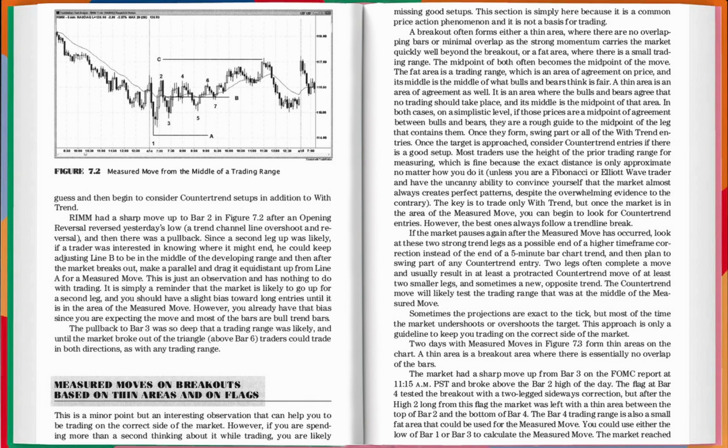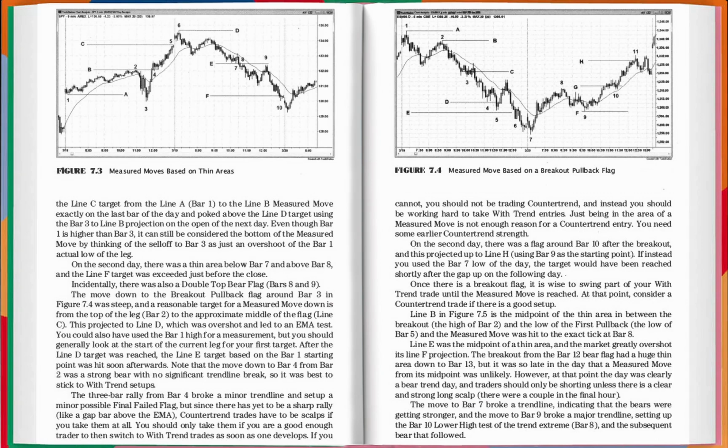After the high too long from this flag, the market was left with a thin area between the top of bar 2 and the bottom of bar 4. The bar 4 trading range is also a small fat area that could be used for the measured move. You could use either the low of bar 1 or bar 3 to calculate the measured move. The market reached the line C target from the line A bar 1 to the line B measured move exactly on the last bar of the day, and poked above the line D target, using the bar 3 to line B projection on the open of the next day.